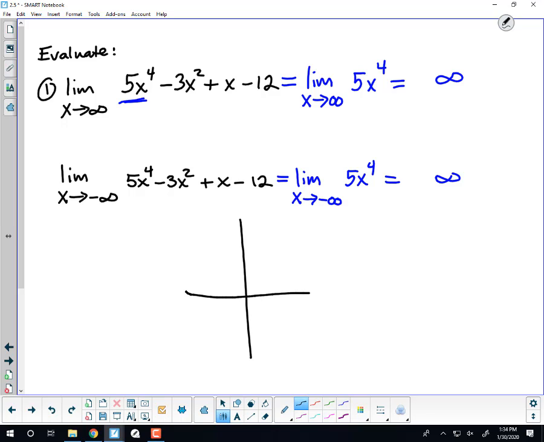So if you forgot the leading term test, hopefully this is a lot less to have to remember, honestly, than the leading term test. You just have to remember one thing: how to compute the limit at infinity. At positive infinity, the function is approaching positive infinity, and at negative infinity, the function is approaching positive infinity. So there again is the end behavior for that function.